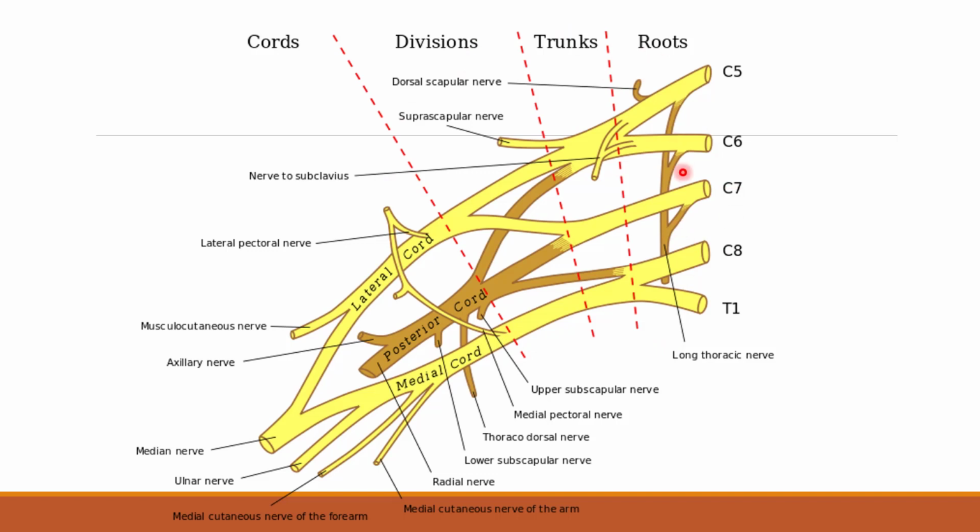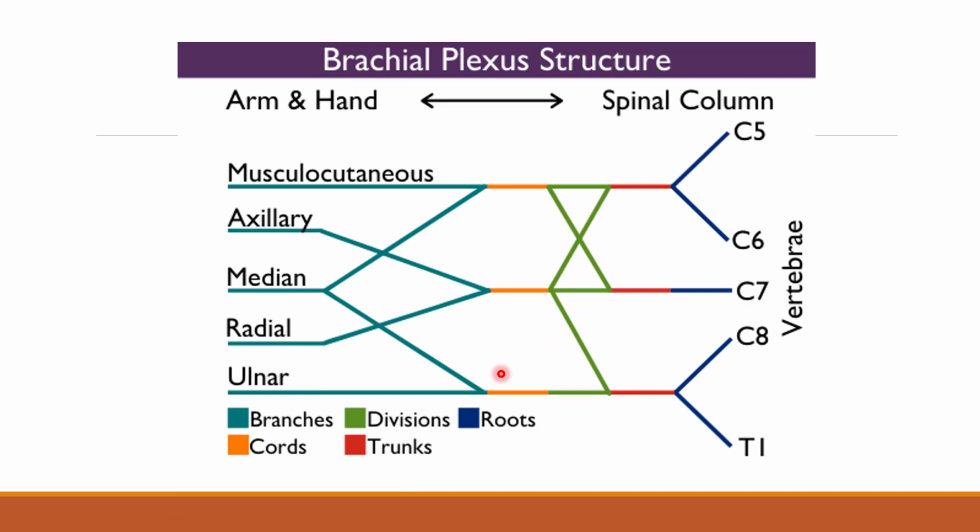First of all, two branches from the roots, which are the dorsal scapular nerve and the long thoracic nerve. Then two branches from the upper trunk, which are suprascapular nerve and nerve to the subclavius. Okay, then there are many other branches from the lateral cord, from the posterior cord and from the medial cord, which we have already learned.